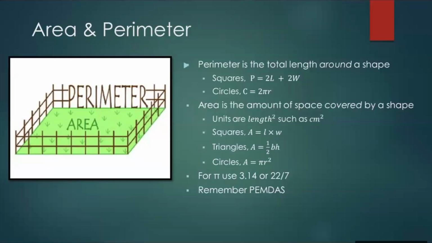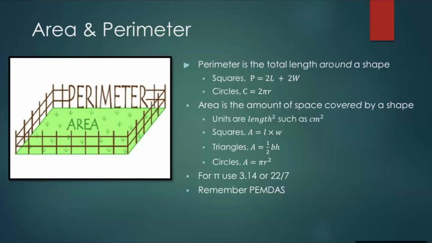So for squares, our perimeter equation is perimeter equals 2 times our length plus 2 times our width. So we would just take our length multiplied by 2 and add 2 multiplied by our width, and we get our perimeter. You can also just add up the 4 sides of the squares. That works as well.